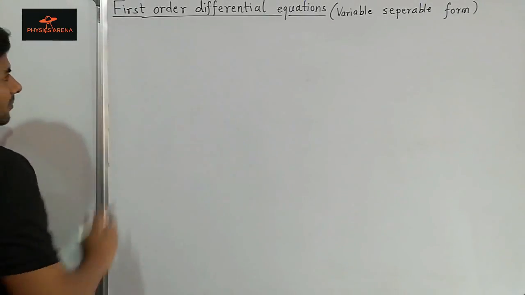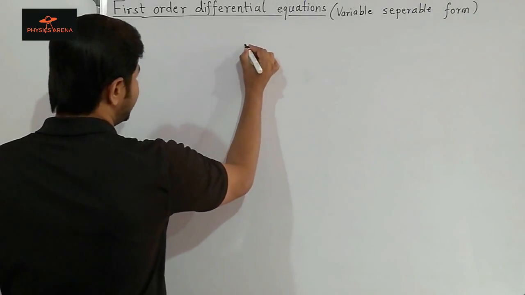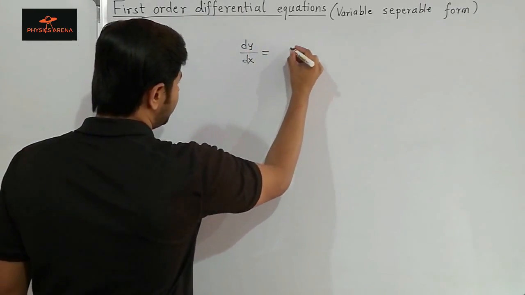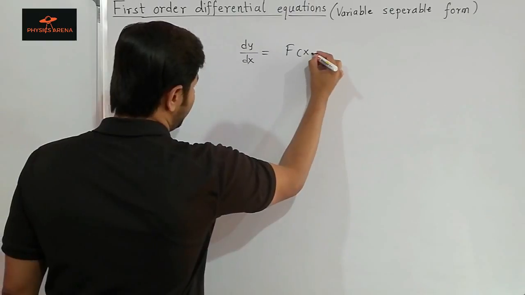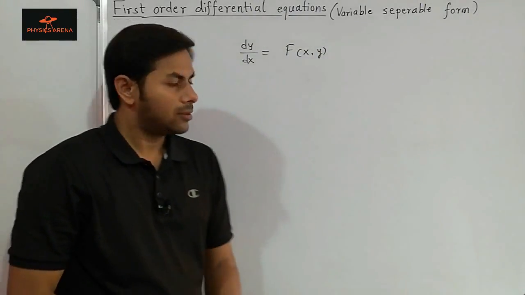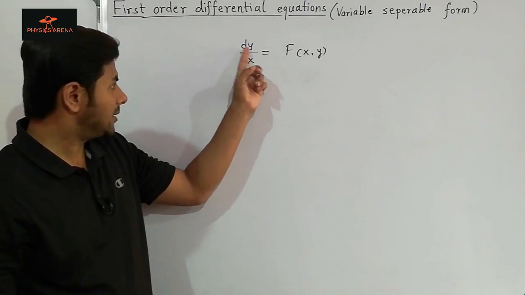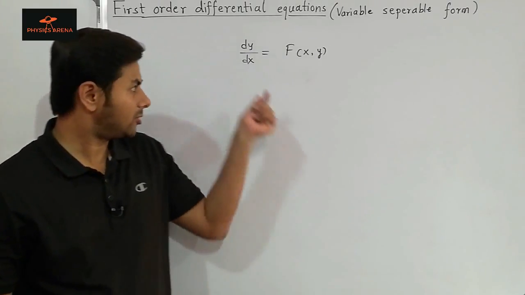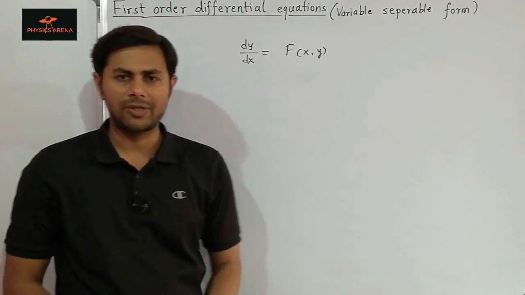Now the first order differential equation can be written as dy by dx equals to some function of x and y. Notice the presence of first order derivative of y with respect to x. Because of this, this is a first order differential equation.